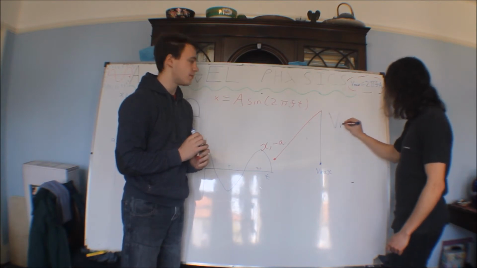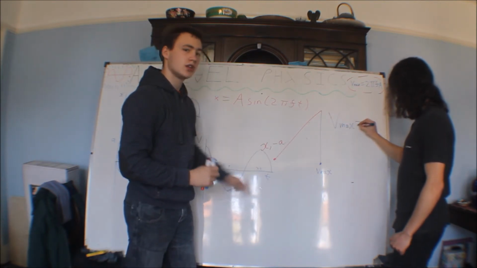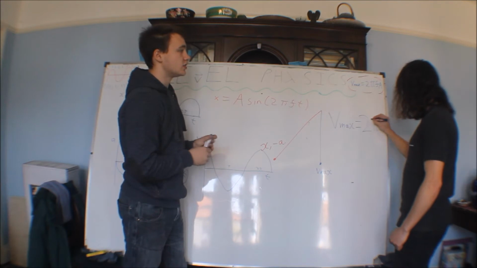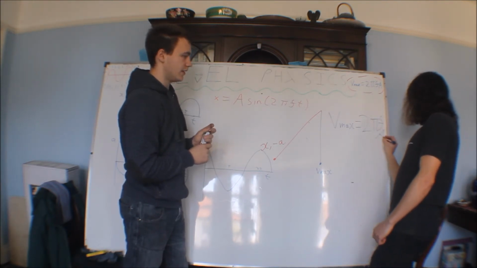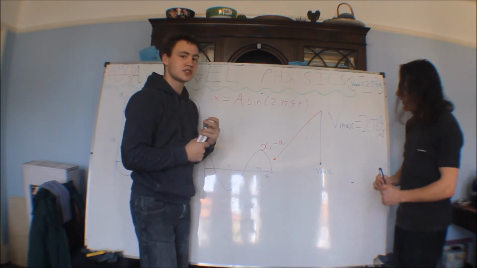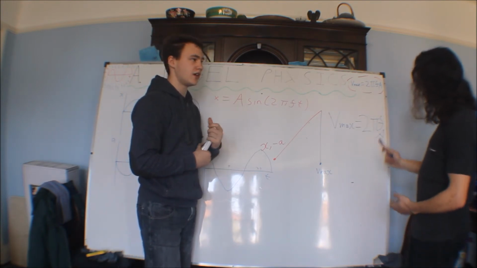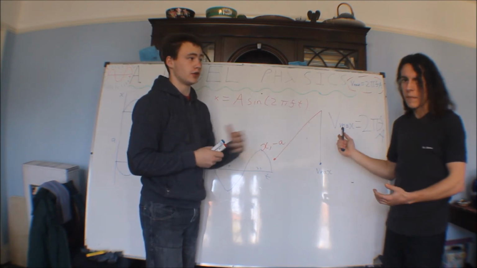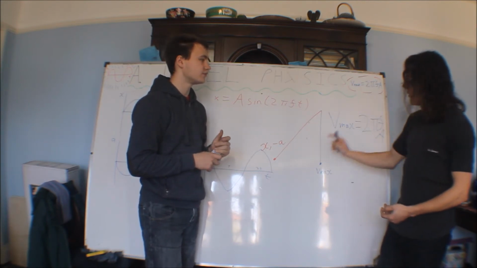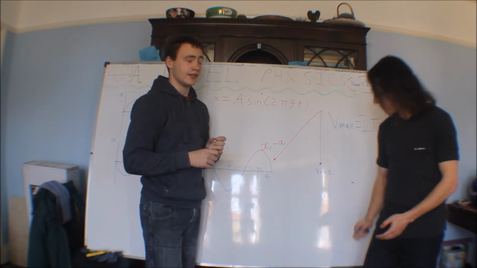So Vmax, the maximum velocity at any point in this pendulum, or if it's a spring, is 2 pi f times A. There we go. It's just plugging numbers into a formula, so we don't need to go through that. The graphs are the hard part. That one's in your formula booklet, so you just need to apply that, put the Vmax in. That's all sorted.